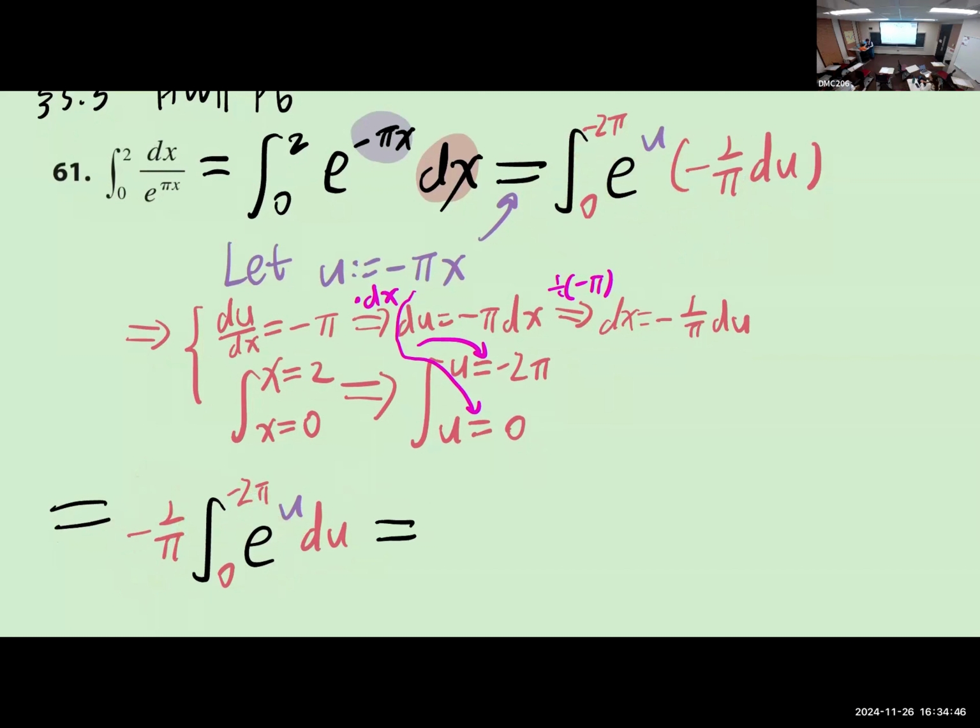Now it's been very easy, right? We're almost done. The answer is just the constant times the antiderivative of U evaluated from 0 to negative 2 pi. What is the derivative of e to the U, antiderivative of e to the U?